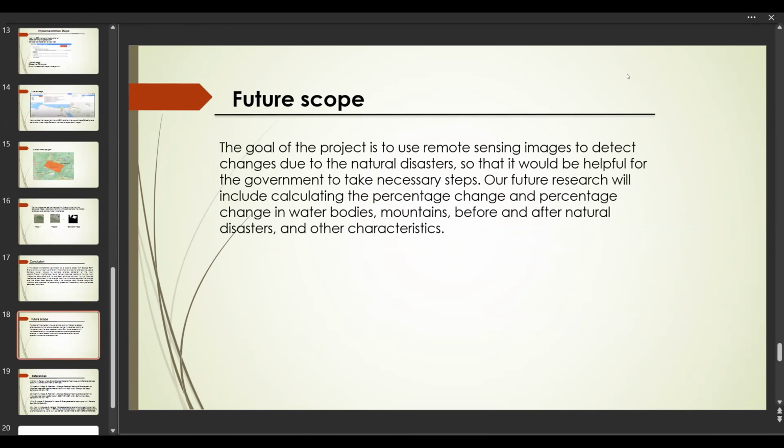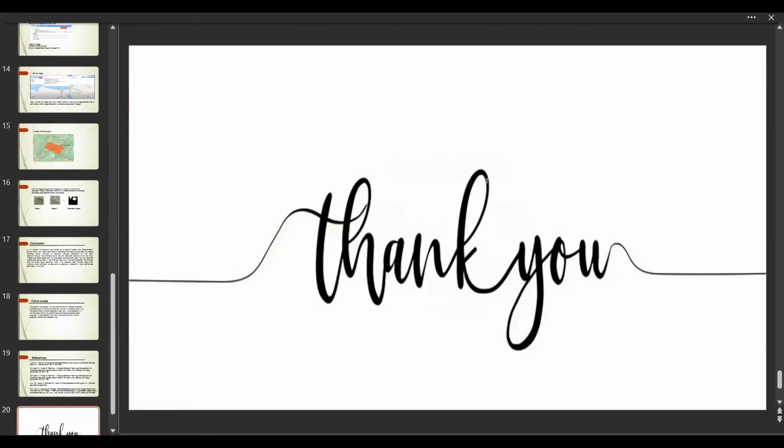So our future scope is that, as I said, I have been concentrating on agriculture. So our future scope is to concentrate more upon water changes or mountains and any natural disasters and other characteristics. And also we mentioned that I have calculated output and shows the values between 0 to 1, but our future scope is to show the percentage of change. This is our future scope, and these are references.